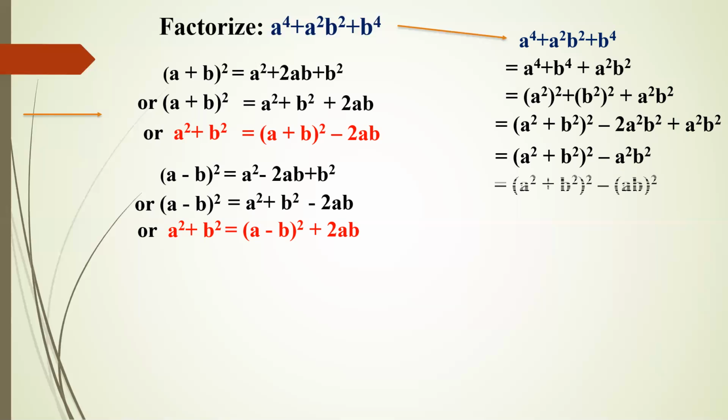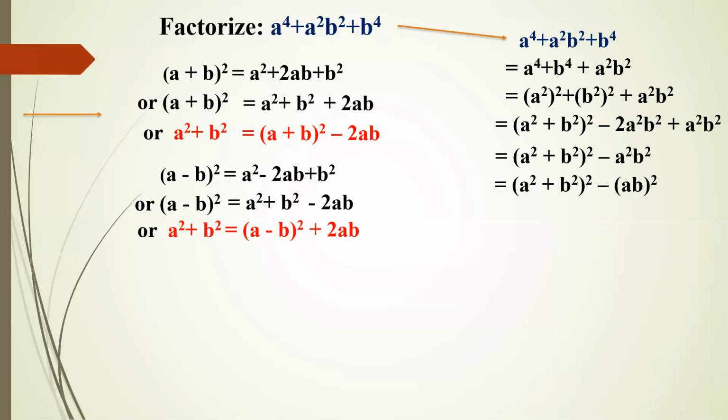Now can we keep it like this? A square b square whole square minus a square b square means that is ab whole square. Why did I keep it like that? You know that if I keep it that way, it will become a square minus b square, where a means a square plus b square, b means ab, so it becomes a square minus b square. And we know a square minus b square is a plus b times a minus b, right?